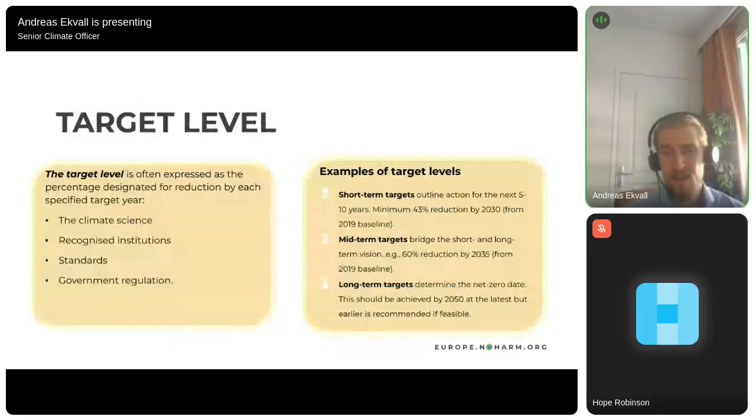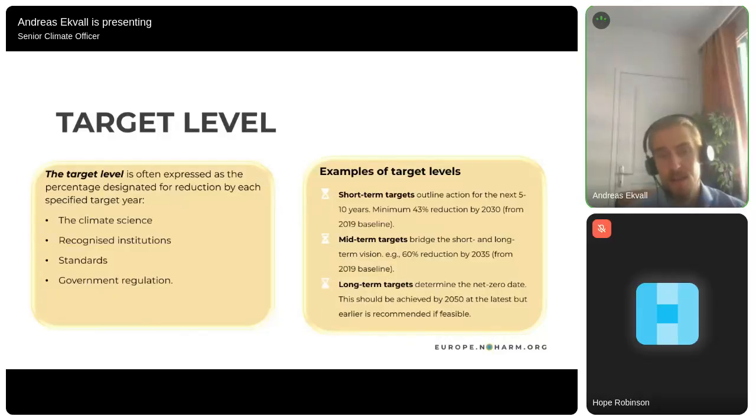Now, let's look at how we define the target level. This represents the core of our ambition, typically expressed as a percentage for reduction by a specific target year. These target levels can normally be sourced from climate science, recognized institutions and standards, and of course, government regulation. To see how this works in practice, we can look at the science-based benchmarks, or examples of target levels, which are set relative to our 2019 base year.